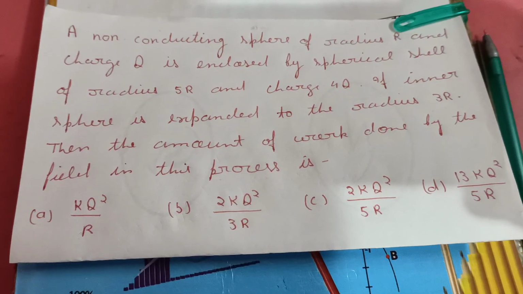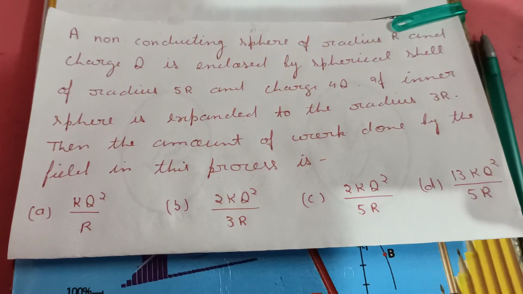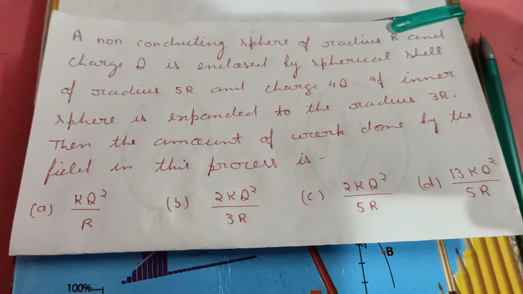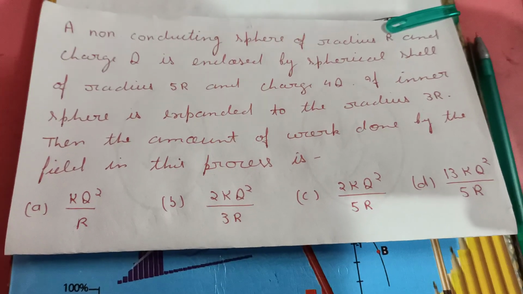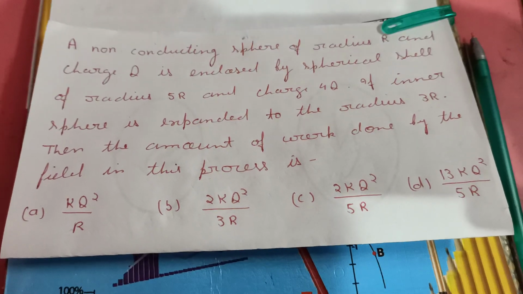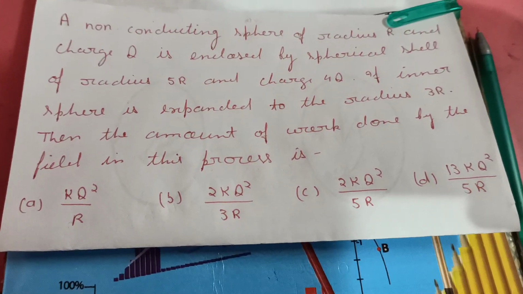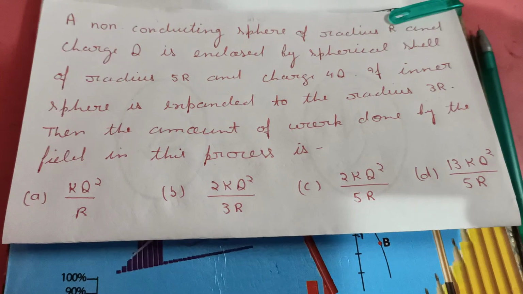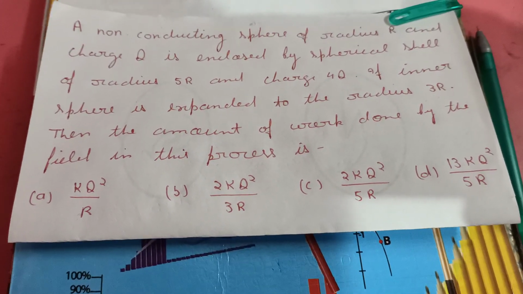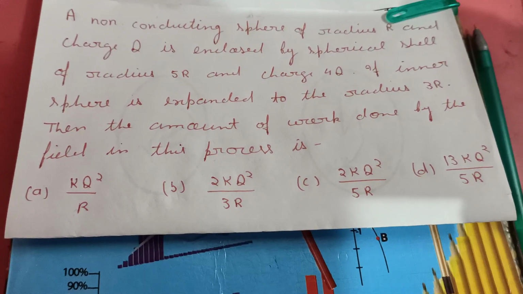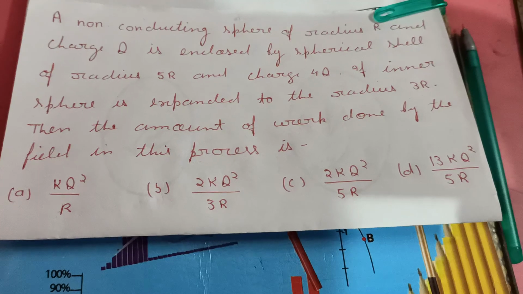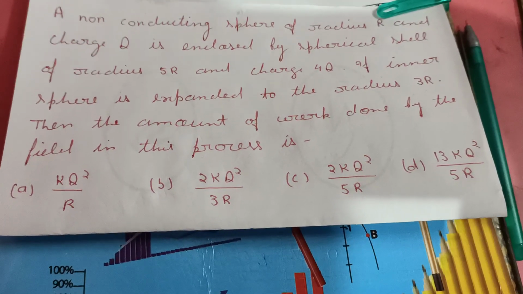A non-conducting sphere of radius capital R and charge capital Q is enclosed by a spherical shell of radius 5r and charge 4q. If the inner sphere is expanded to the radius 3r, then the amount of work done by the field in this process is: option A, kq square upon capital R; option B, 2 kq square upon 3r; option C, 2 kq square upon 5r; and option D, 13 kq square upon 5r.